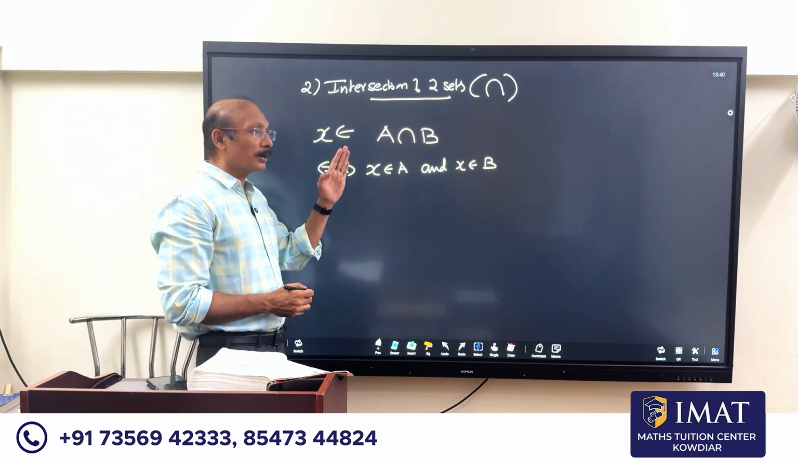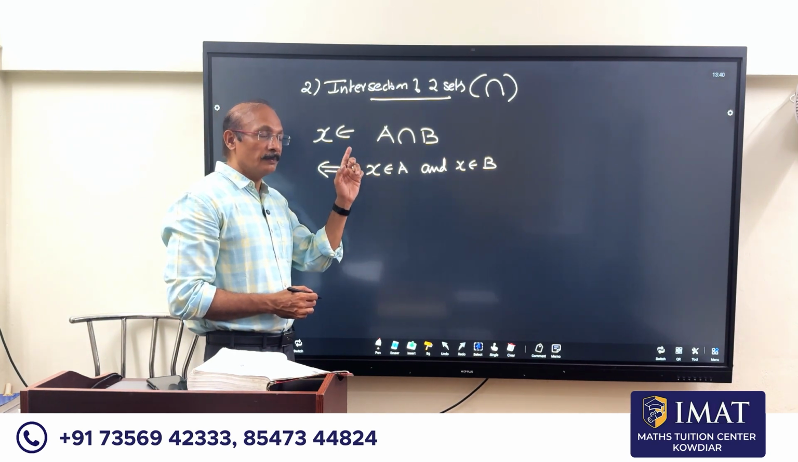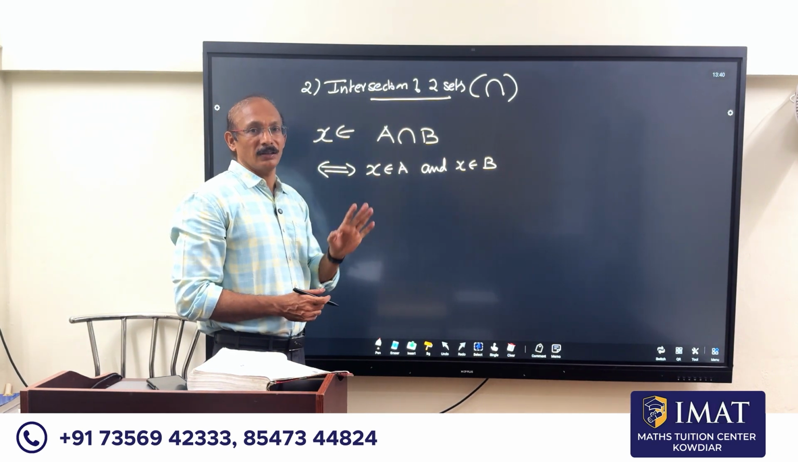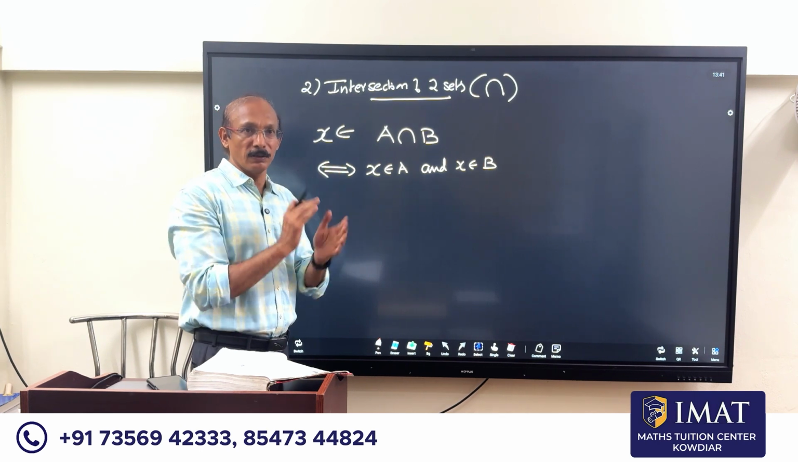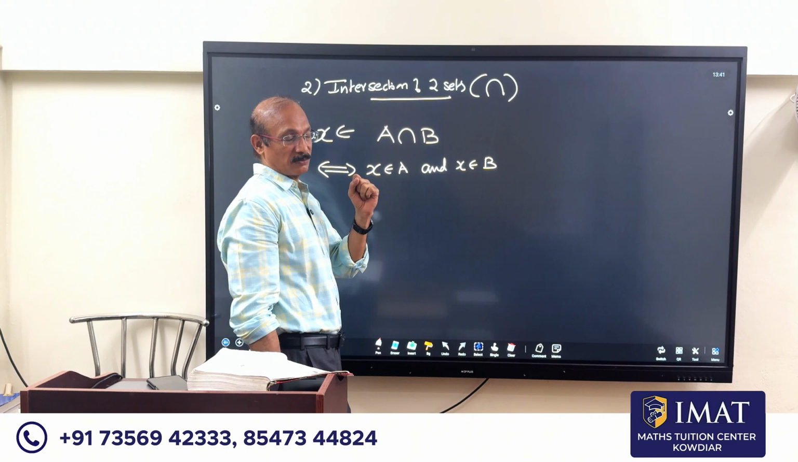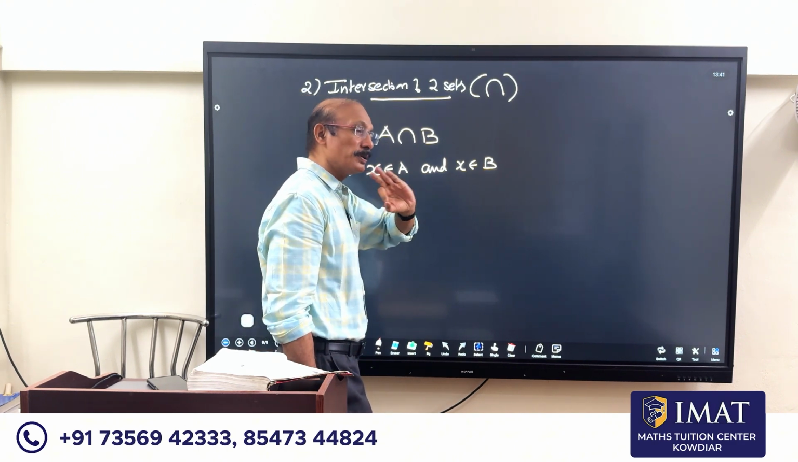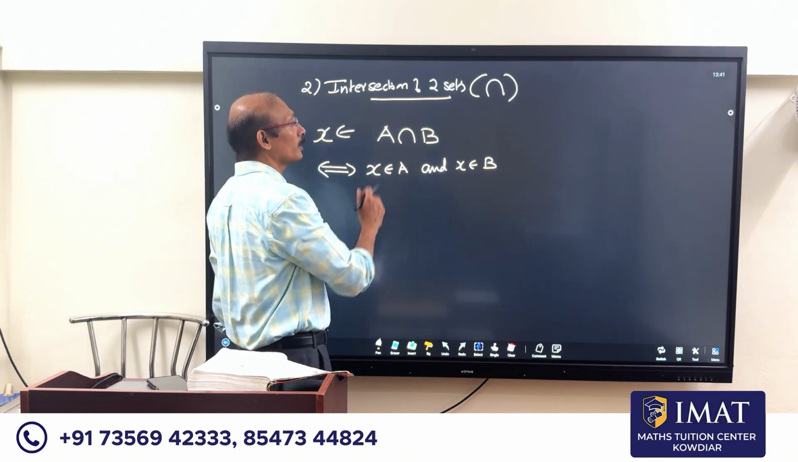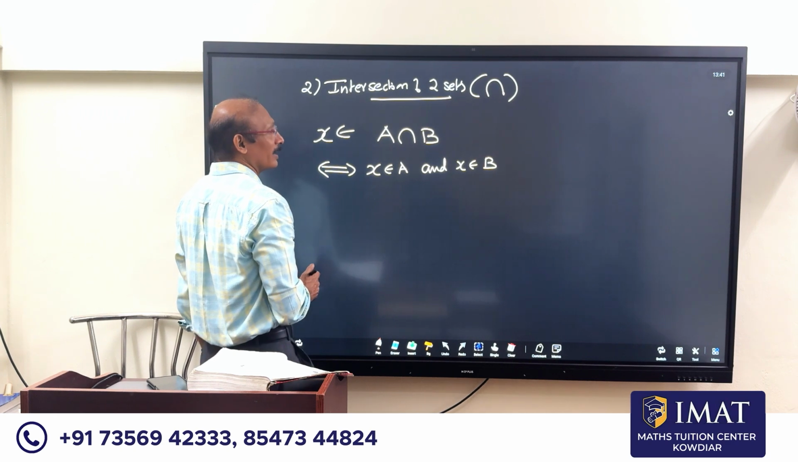So now you compare it with the previous operation. When you say union, it will be either in A or in B. It's not necessary it should be in both. Here, when you say X belongs to A intersection B, it means that that element must be there in both. This is what you mean by saying X belongs to A intersection B.